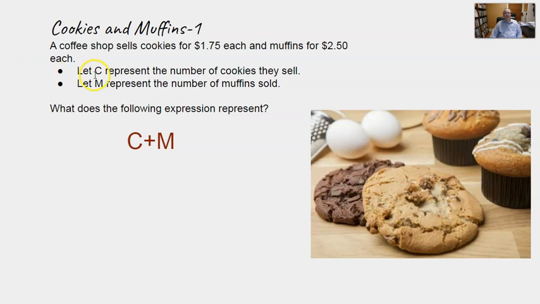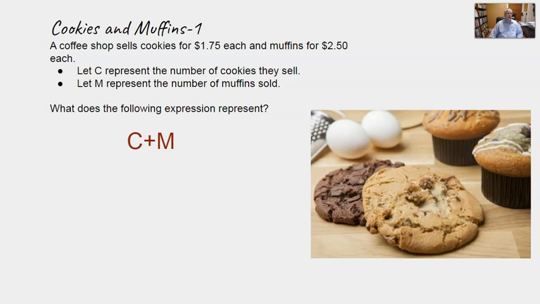So we're going to define two variables. We're going to let C represent the number of cookies they sell, and M represent the number of muffins they sold. So they're going to give us some expressions about the cookies and the muffins, and we have to say what they mean.